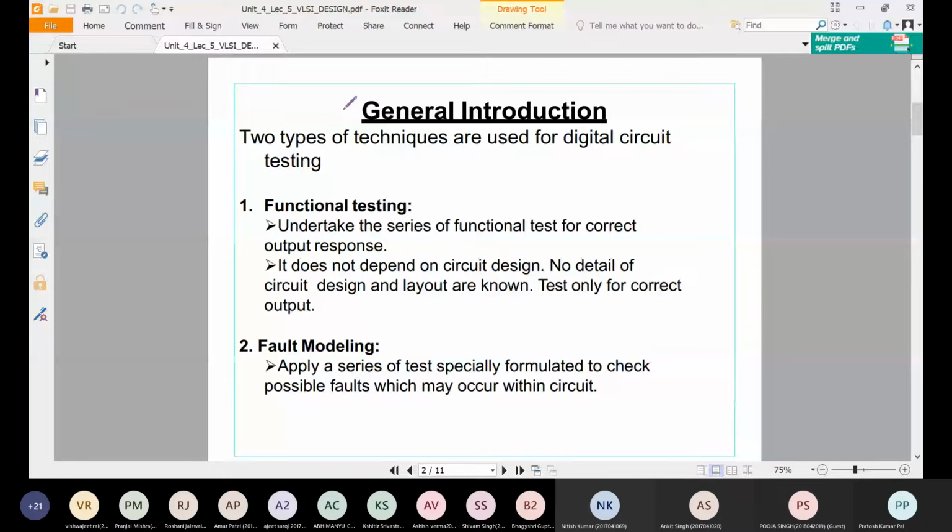So here we will see two types of techniques that are used for digital circuit testing. So we will see these techniques. The first one is functional testing and the second one is fault modeling. In functional testing, as the name suggests, we go for testing of the function. So whatever chip we have designed, we will go for testing with respect to the function.